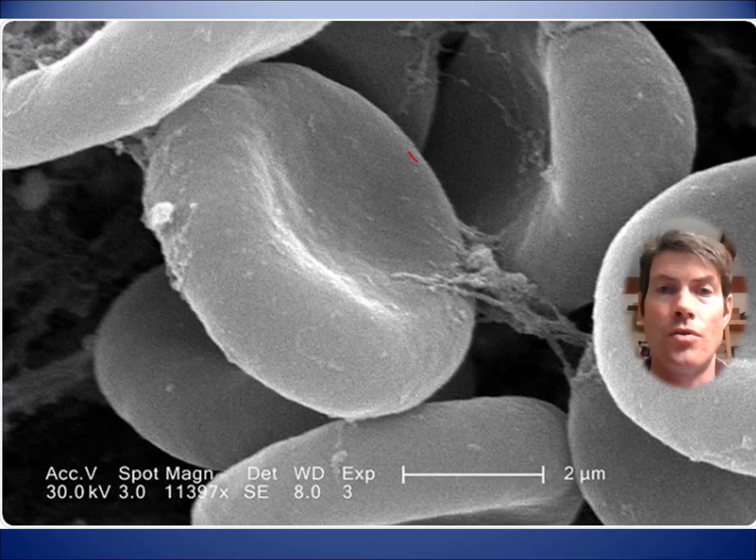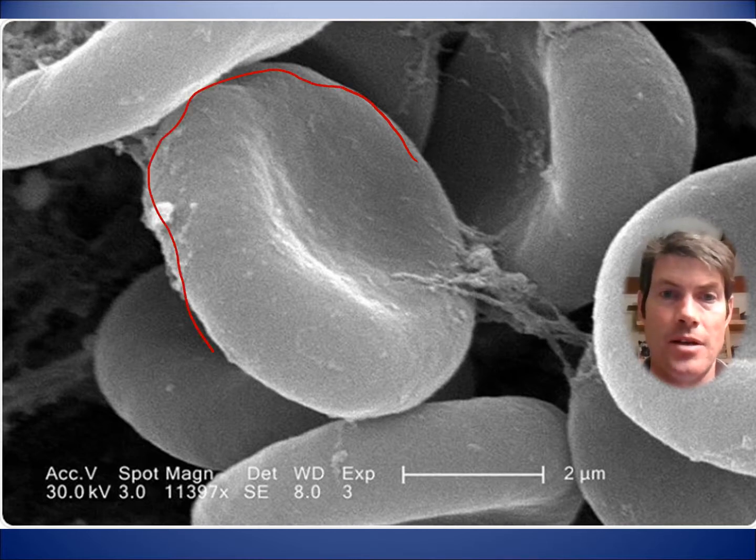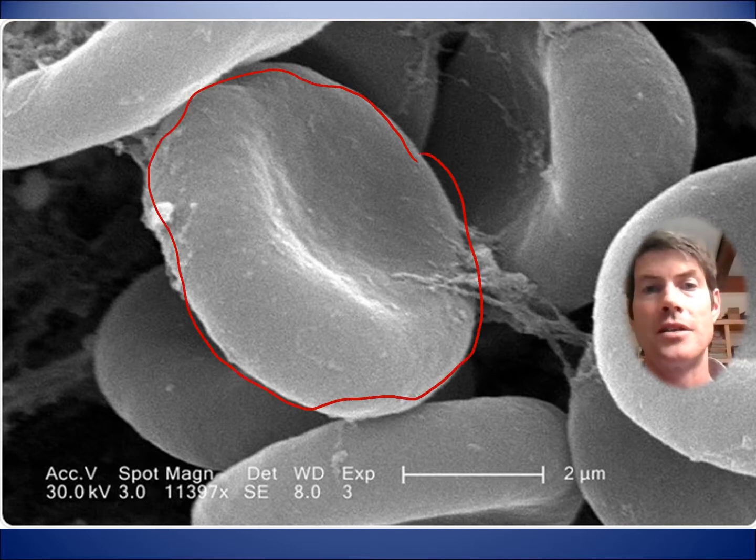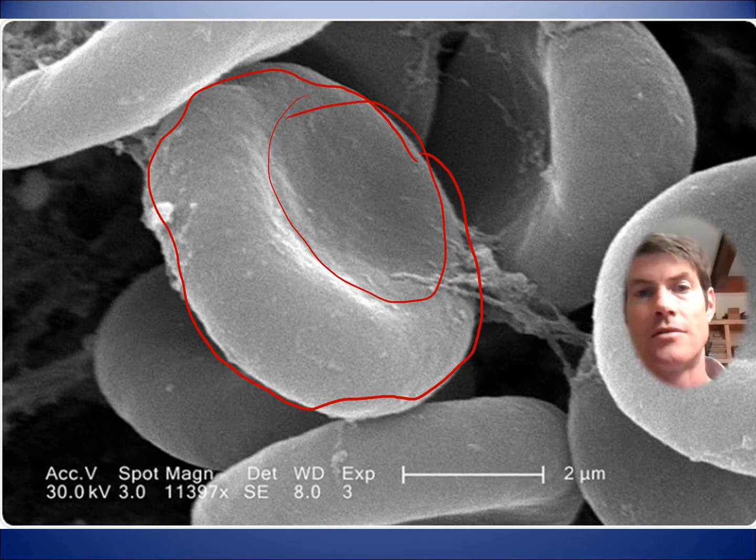Okay, so a really cool electron microscopic image of a red blood cell. Really cool how these kind of dip in like a donut. Again, that little dip increases the surface area so oxygen can be released.